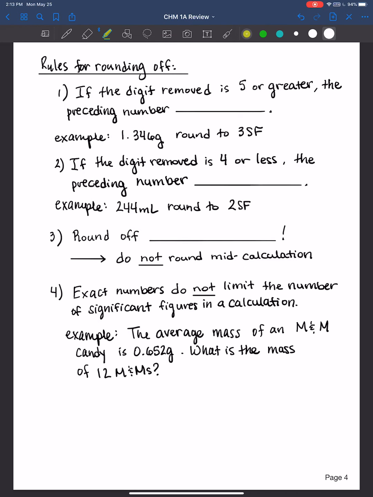Let's talk about the rules for rounding off. I've already shown you quite a bit through the examples. However, I just want to summarize them for you. So if the digit removed is 5 or greater, the preceding number increases by 1.